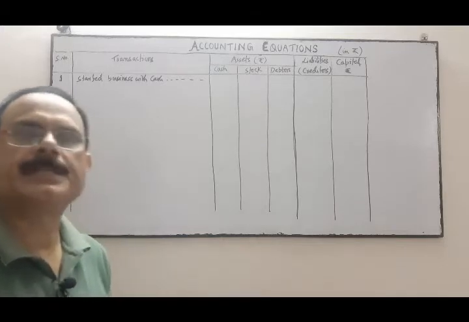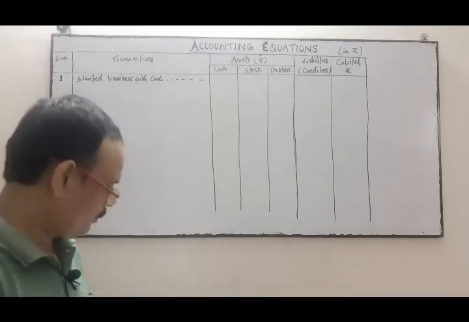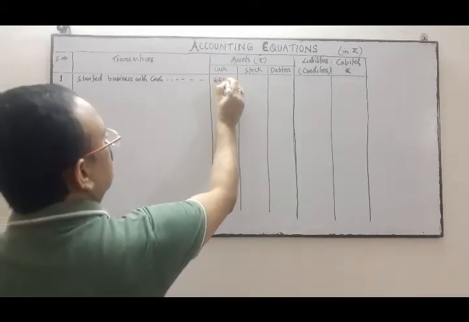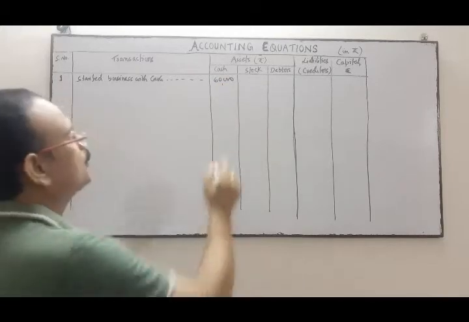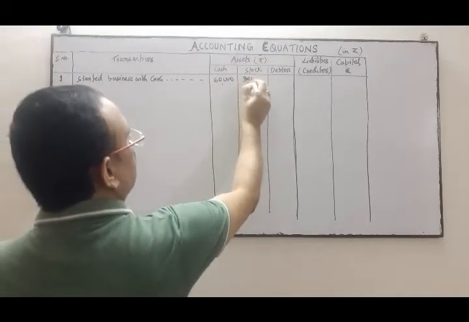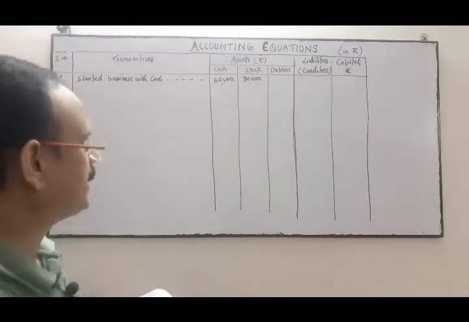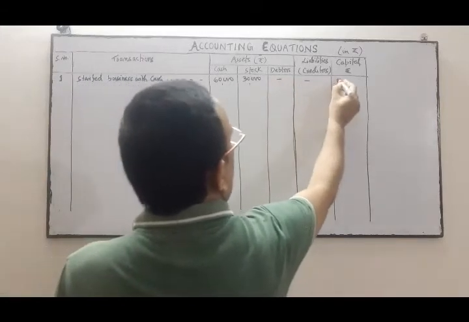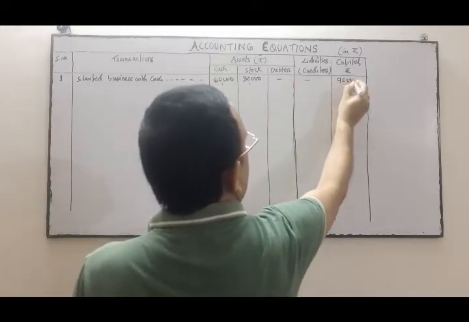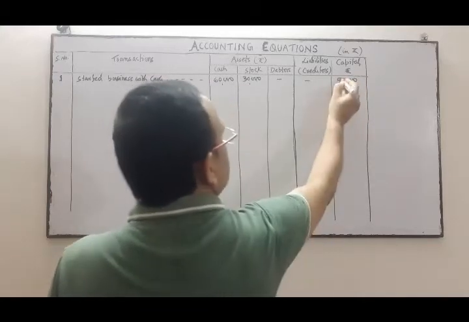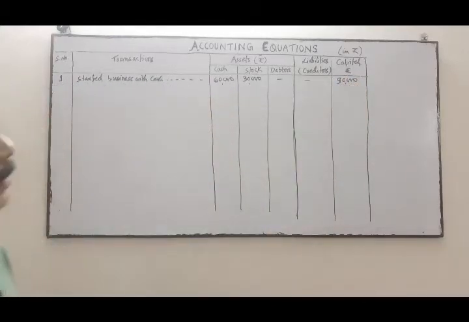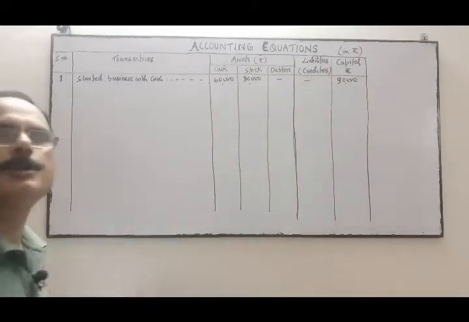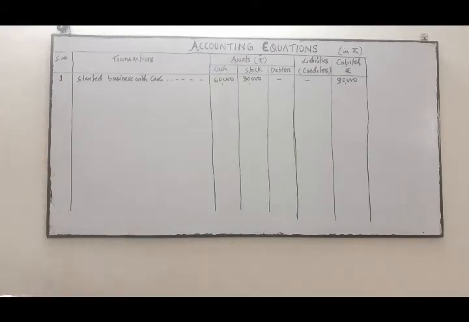Started business with cash ₹60,000 and goods ₹30,000. So when the business has started with cash, cash will increase by 60, and started business with goods, the effect will be on stock by 30. So cash will increase by 60, stock will increase by 30, and the total, 90,000, will be your capital. So the equation is balanced. This side 90 and that side also 90. So this is the first transaction.